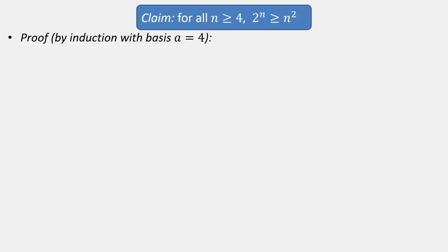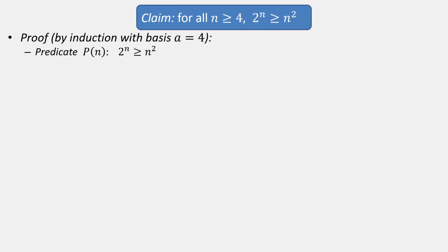Okay, so let's do a proof that starts with a base case other than 0. We will prove that for all n greater than or equal to 4, 2 to the n is greater than or equal to n squared.